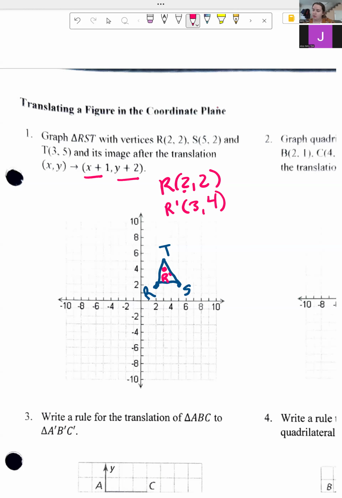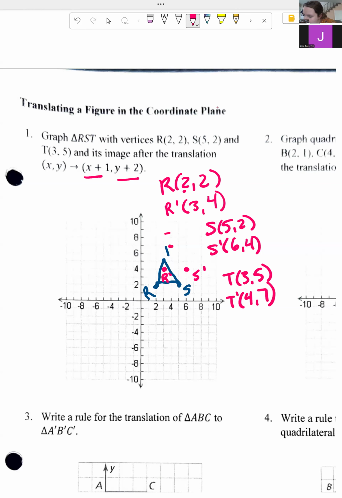Okay. Our original S was at (5, 2), and that's going to S prime. Therefore, we'll be adding 1 to the 5, so we got 6, and adding 2 to the 2, so that would be 4. So we have (6, 4) right there. I'm going to label it S prime. And then T is at (3, 5). So T prime is at (4, 7), adding 1 to this 3 because of what it says up here, 2 to that 5, making it 7, and then graphing it.